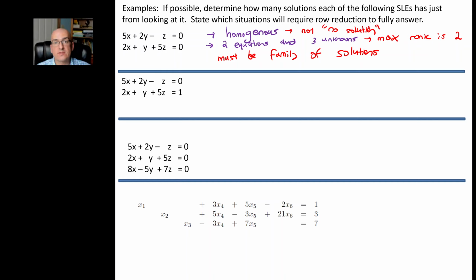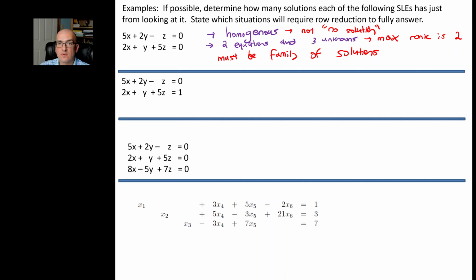How many parameters? It could be 2 parameters, it could be 1 parameter. We can't tell without row reducing. Maybe you can stare at that a little bit and tell, okay, it's 1 parameter, but maybe not. You'd have to row reduce to tell for sure.